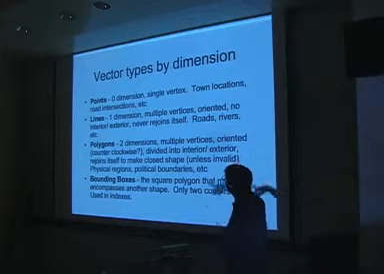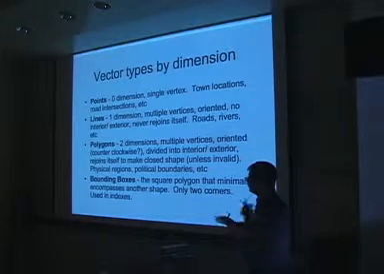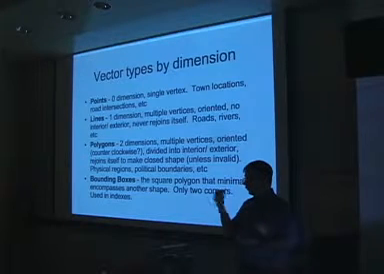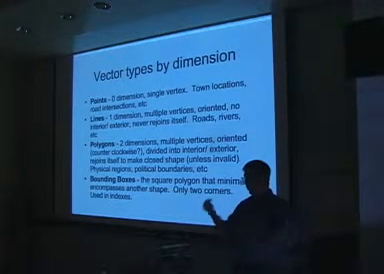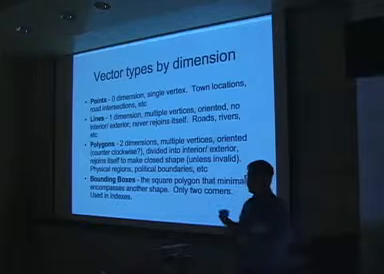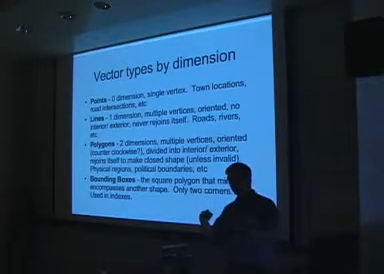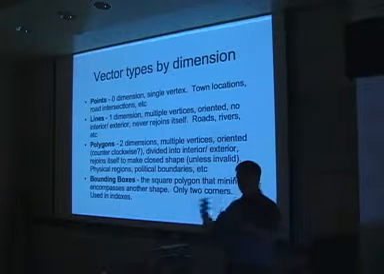Okay, vector types by dimension: points, lines, and polygons. All your models are basically going to either have a point, which is just a zero-dimension thing out there, like a city on a big map. You just say it's there. There is no sense of being in it or out of it or on the side of it. It's there.